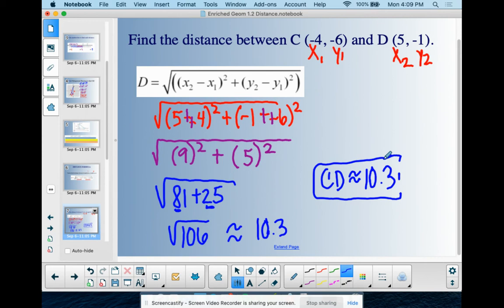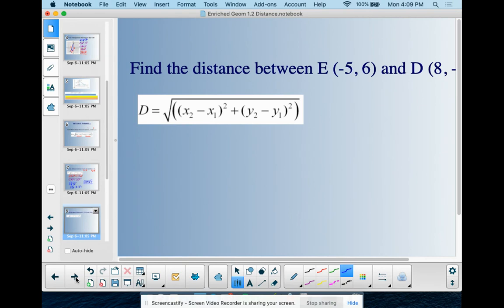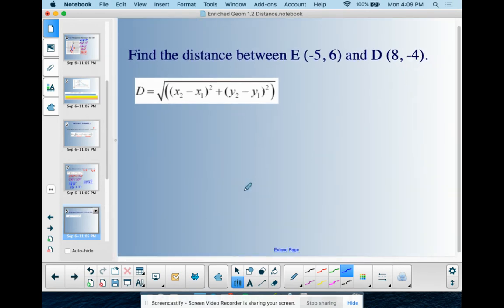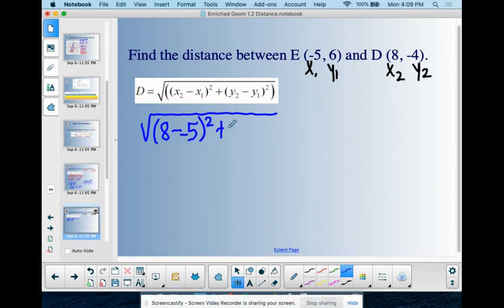Okay, let's try one more, okay? Same process, just different numbers. We are finding the distance between E and D. So again, I'm going to label my points x1, y1, x2, y2. Then we'll plug in. Our x2 we labeled as 8 minus our x1 of negative 5 squared. Our y2, negative 4 minus our y1 of 6 squared.